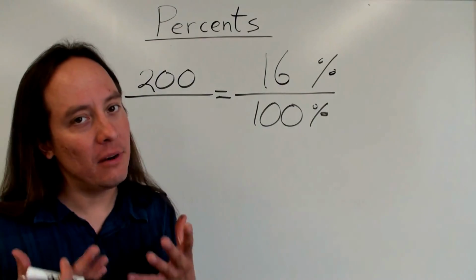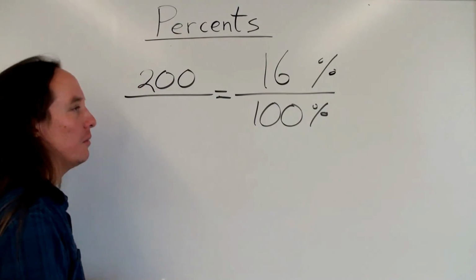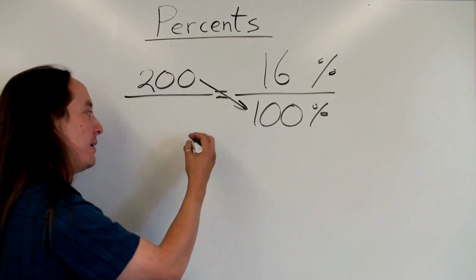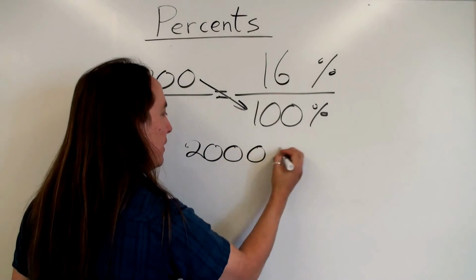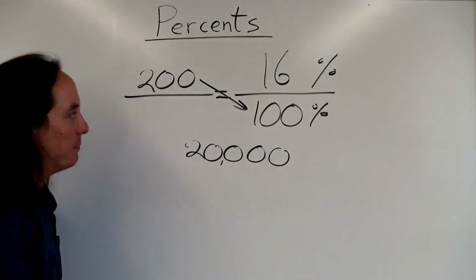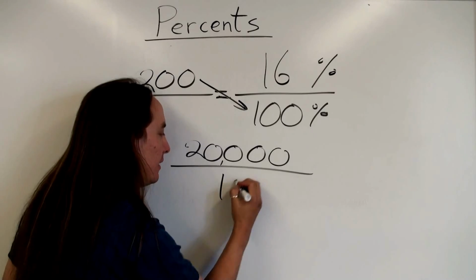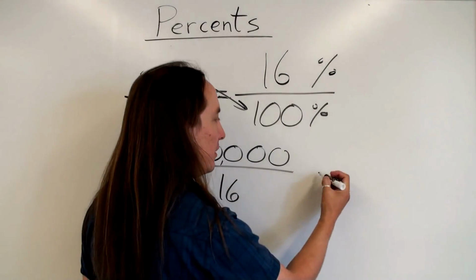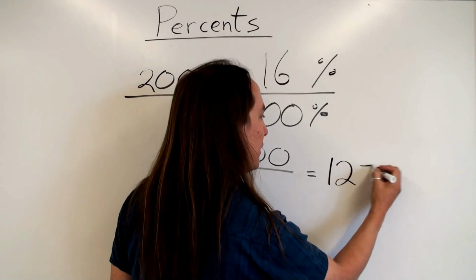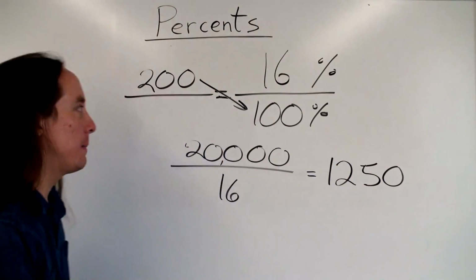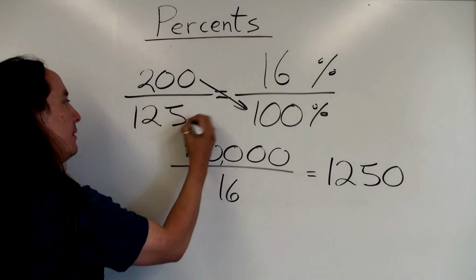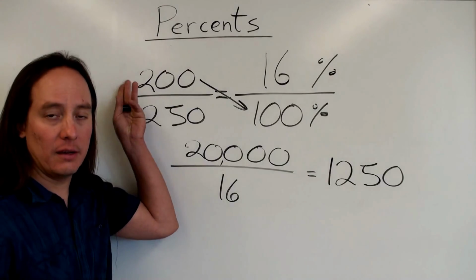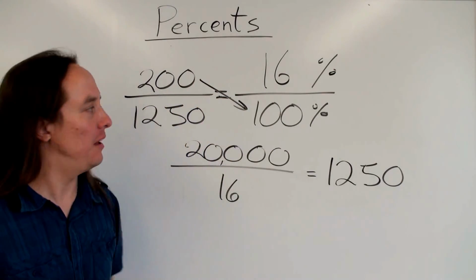So again, setting it up is the hard part. Those are the easy ones. We'll get to more interesting ones in a minute. So we multiply diagonally. We get 20,000, I believe. We divide by 16, the other number that we haven't used in the proportion. And when we do the division, we should get 1250. So I was right. I knew that 100% had to be a lot bigger than 200, because 200 is only 16%.